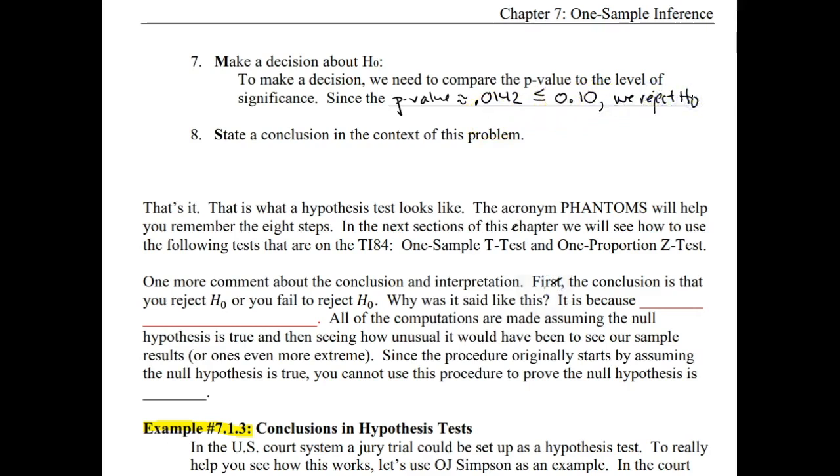That probability in that tail was so tiny, which meant that our value of x bar was far enough from the claimed value of mu that we think it's an unusually low value. So we're going to reject their claim and conclude instead that we think the mean is lower than what they stated. Finally, our last step here in PHANTOMS is to state a conclusion in the context of the problem.